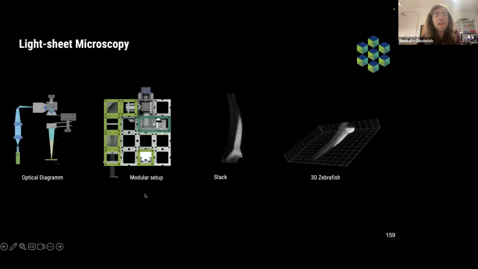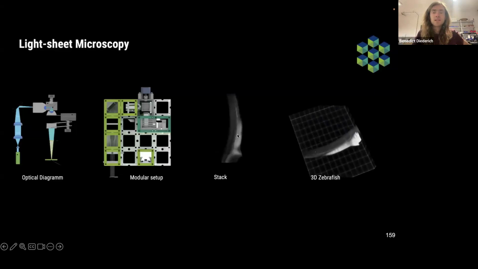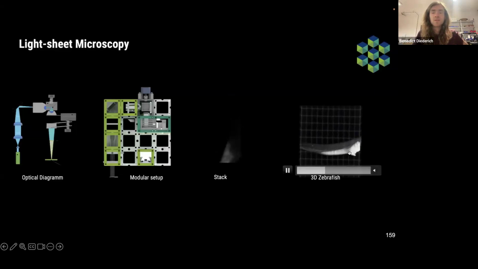That's it. And then this is the very simple setup here, similar to what you just saw in the slide earlier. This is when you slice the 3D sample layer by layer. This is literally just GFP labeled zebrafish, where the neurons are expressing GFP. And when you reconstruct these layers, you get the 3D volume.